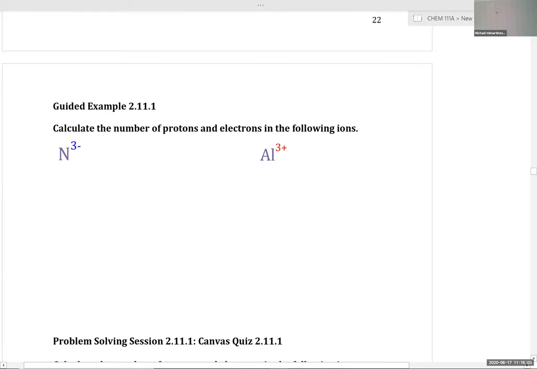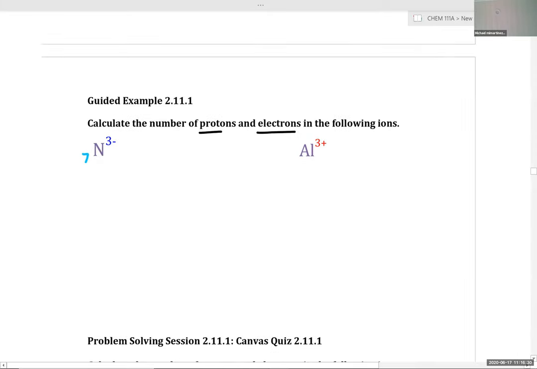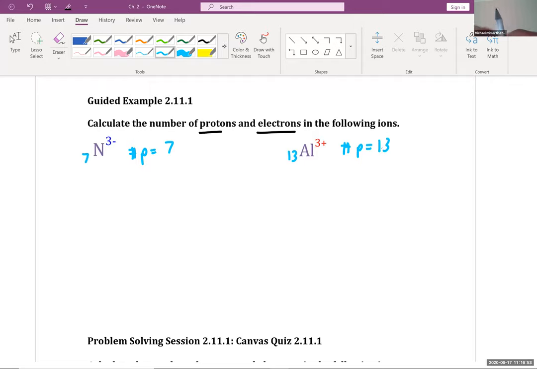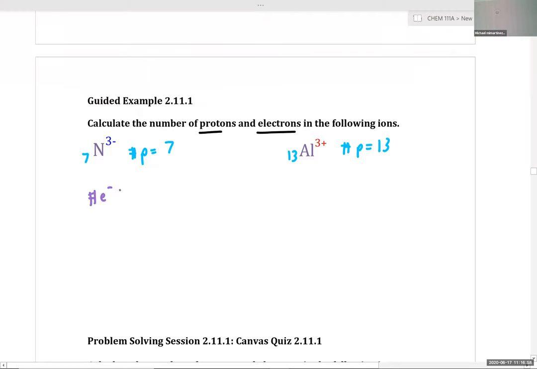In this example, we'll calculate the number of protons and electrons in the following ions. We'll start off with nitrogen 3-. I need to figure out nitrogen's atomic number. If I go to the periodic table, my atomic number for nitrogen is 7. While I'm looking at the periodic table in my reference sheet, let's also fill in the atomic number for aluminum, which is 13. Now we'll write down our number of protons: 7 for nitrogen, and 13 for aluminum. To calculate the number of electrons, we take the number of protons, which is 7, minus the charge, which is -3 for N3-, and that gives us 10 electrons.